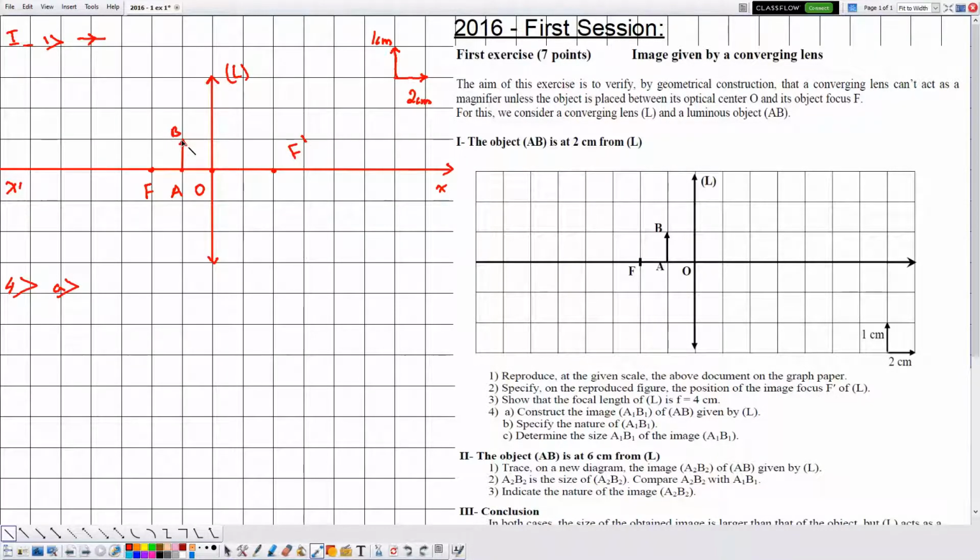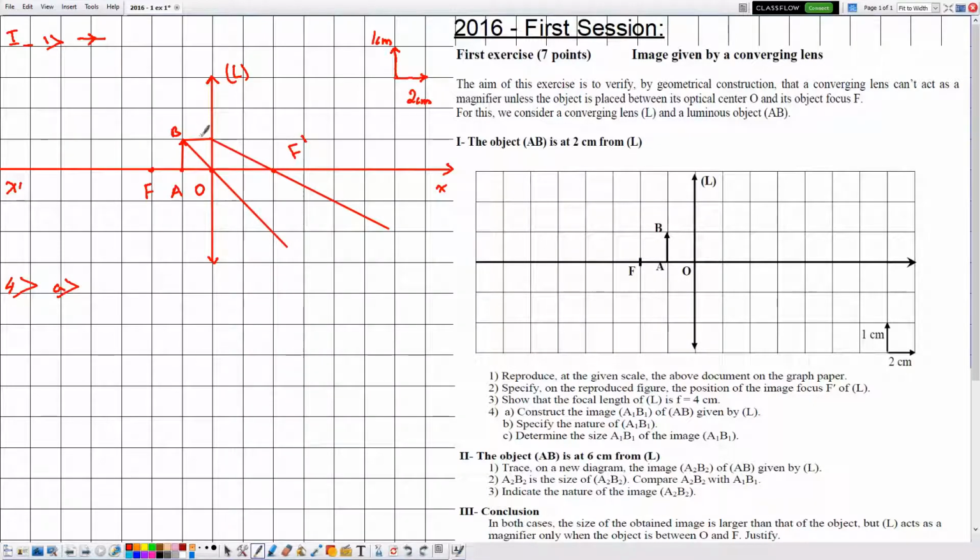The first one that we'll consider is parallel to the optical axis, and we know that it will emerge passing through the image focus. And the second ray that we'll consider is passing through the optical center. It will emerge without deviation. And we don't forget arrows on light rays, incident rays, as well as emergent rays. I repeat, because the word construct means that we need to trace and justify. So now we have traced the two rays.